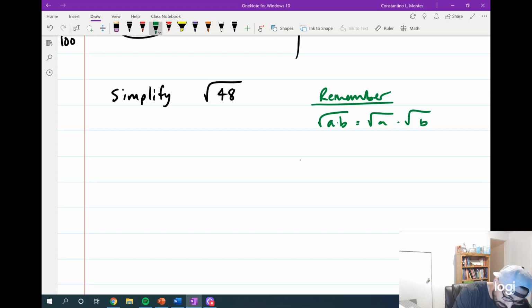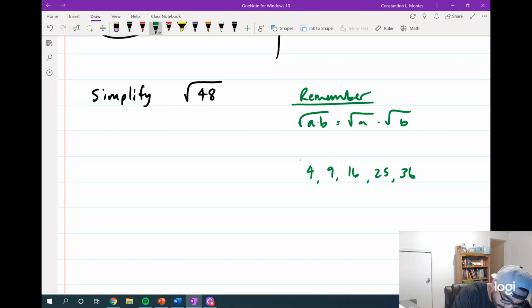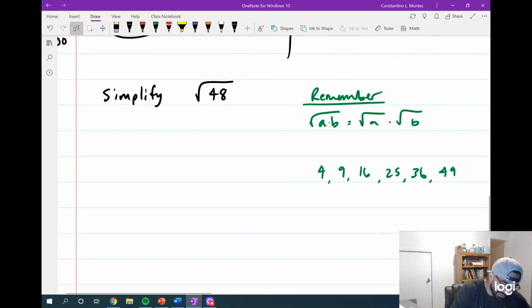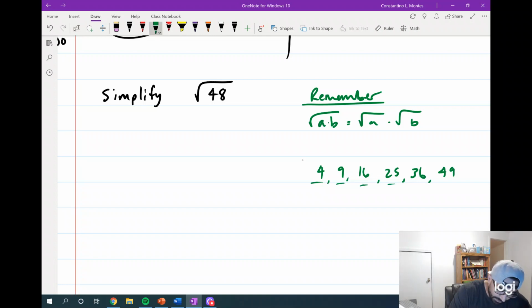And we can utilize the numbers 4, 9, 16, 25. By the way, these are in the PowerPoint that's also provided, so you don't have to memorize them. 49, and you know what? We'll stop there since I already went beyond 48. So I have to think about, does one of these numbers divide 48? And there is, right? Actually, the simplest one would be 4, right? So 4 is a factor of 48.